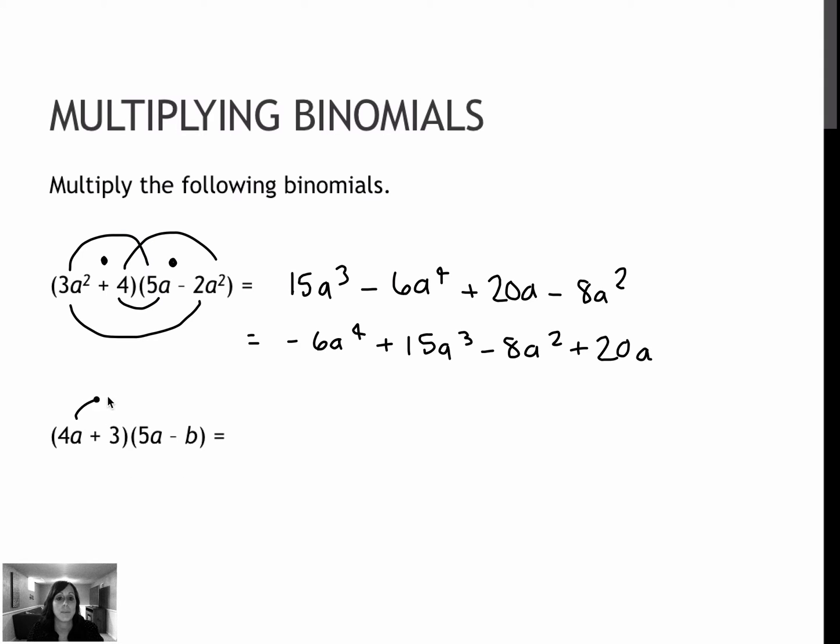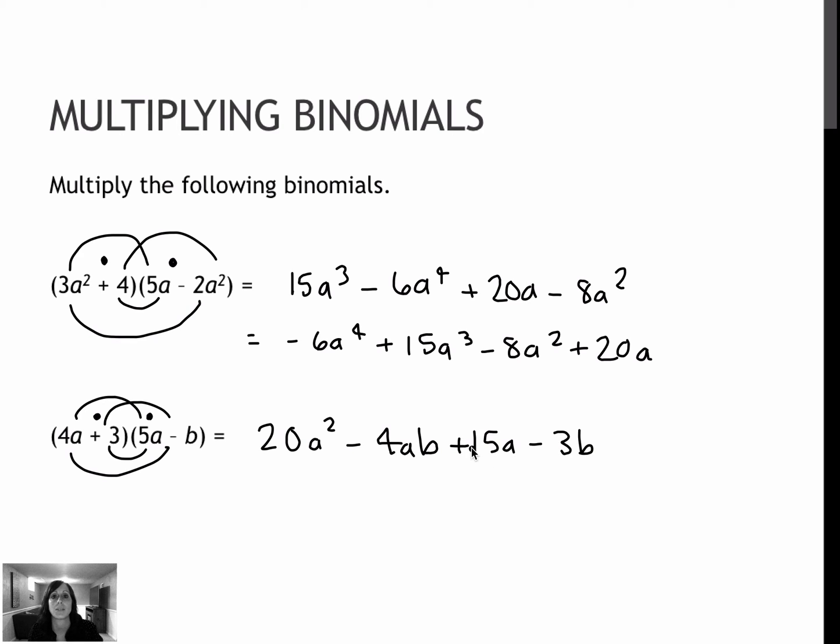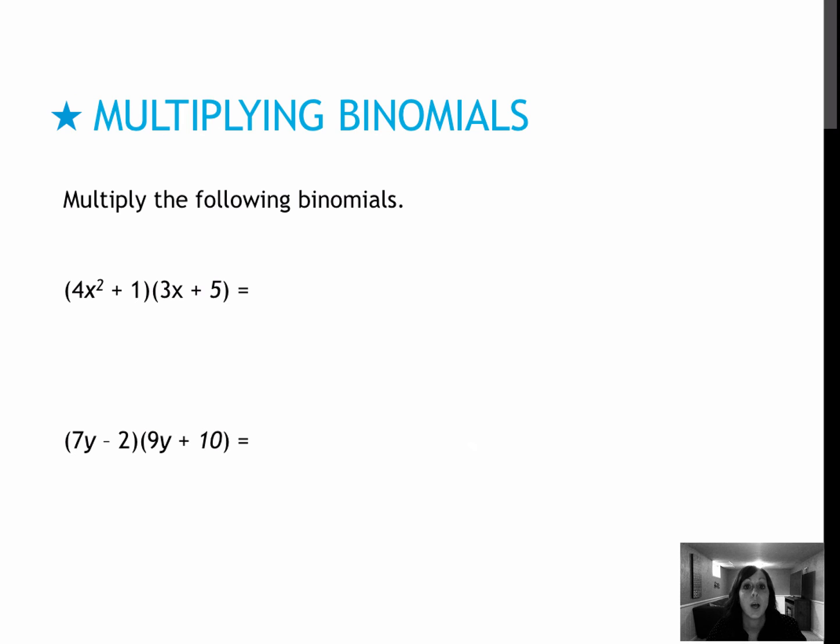For my second example, I would take F, first times first, which is 20a squared, and then outside, which gives me negative 4ab, then inside, which is plus 15a, and then last, which is minus 3b. Again, that makes Mr. FOIL. None of these terms are like terms, so that's my final answer. Press pause, then complete these two on your own, then press play to see how you did.